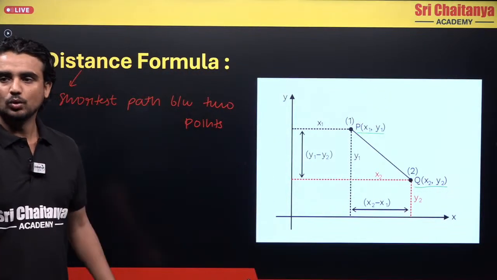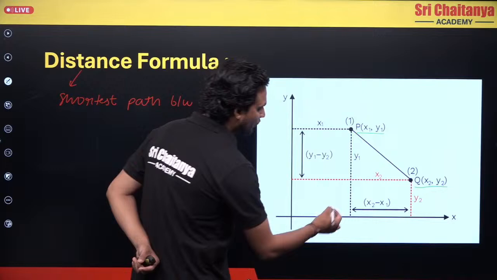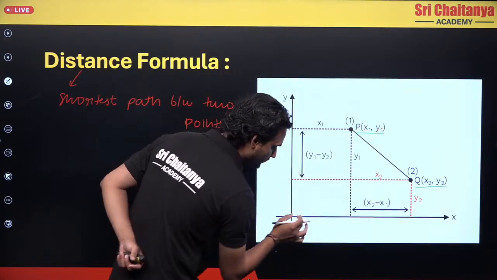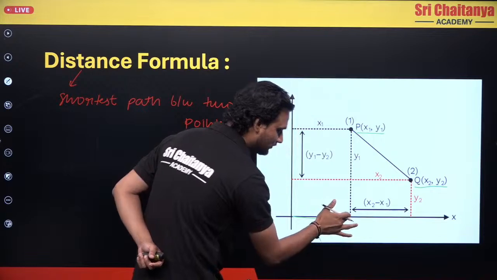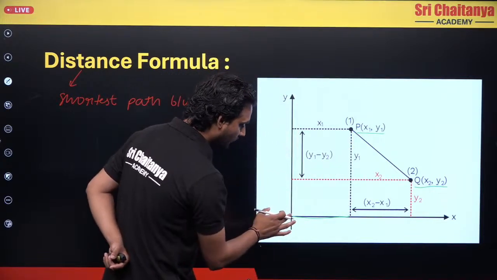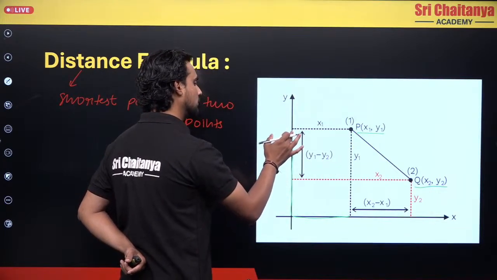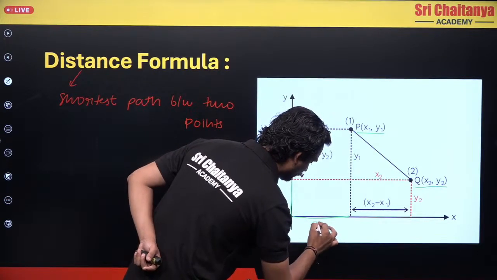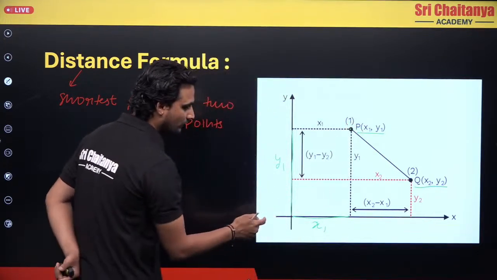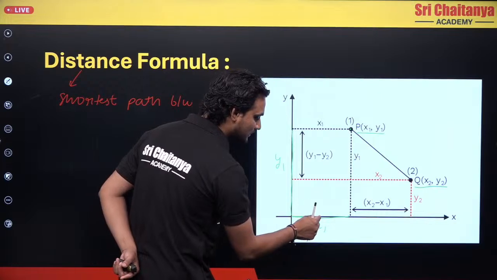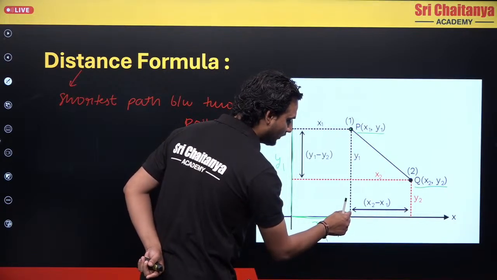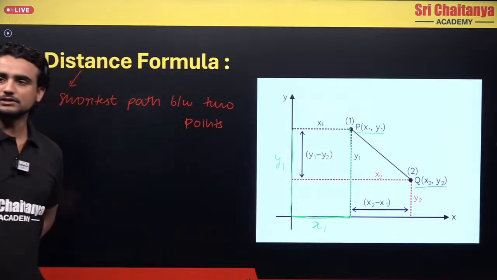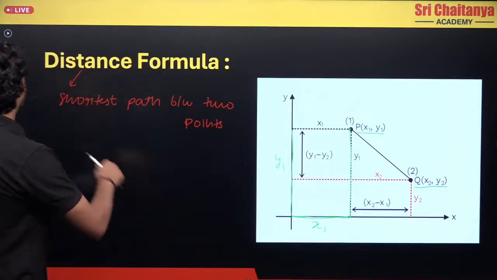Okay, so let's specify. For this first point, what is x1, y1? x1 is the distance traveled in the x direction, and y1 is the distance traveled in the y direction. So this will be y1 and this is x1. So how did we reach here? I will reach here by walking x1 distance along the x axis and y1 distance along the y axis. This is how I am going to reach point 1.